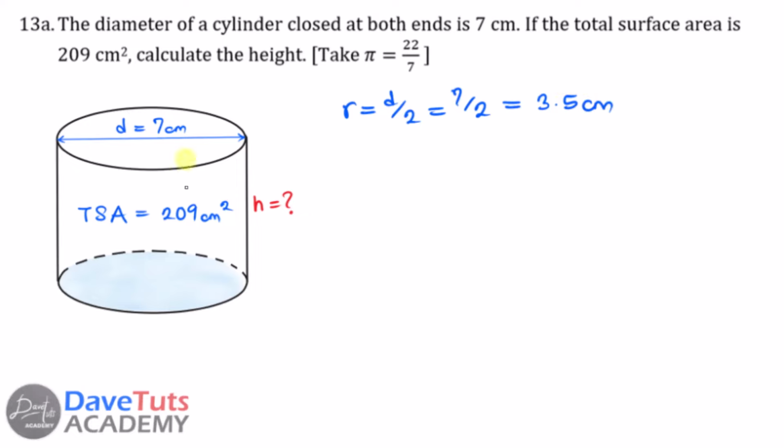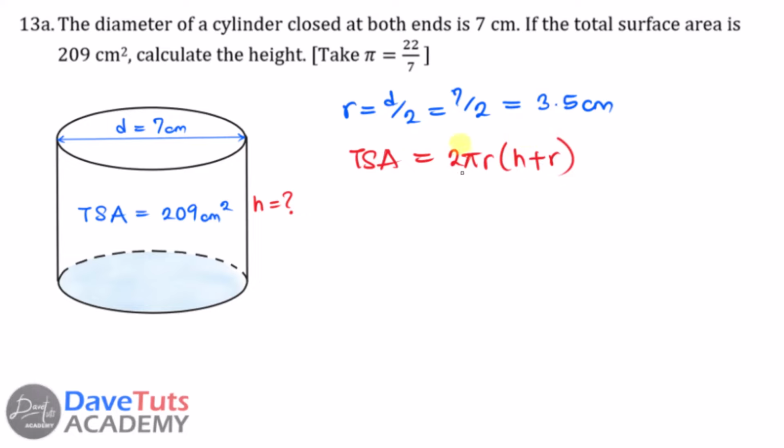Now we are given the total surface area as 209, but what is the formula for total surface area of a cylinder? The total surface area of a cylinder, just as in this case, is nothing but 2 pi r multiplied by h plus r. That value we have been given as 209 centimeters square. But what are we looking for? We are looking for the height of the cylinder, and for us to get the height from here, I think we'll make h the subject of the formula.